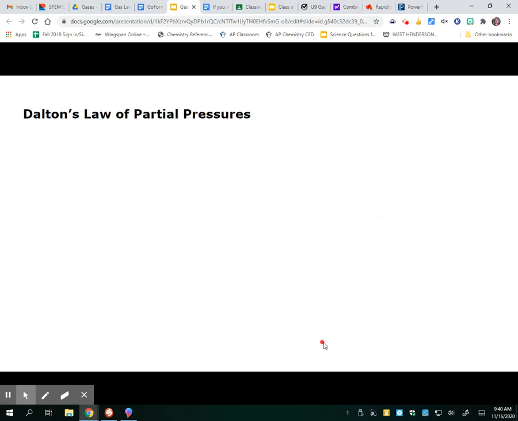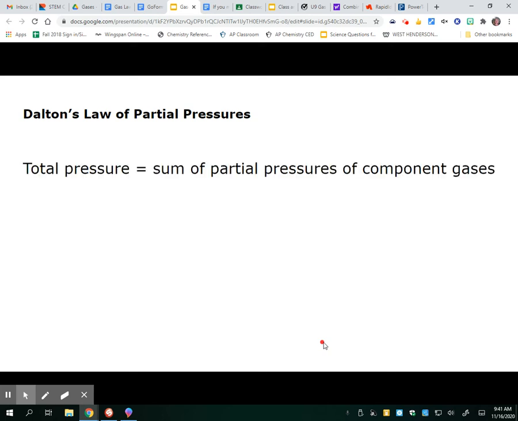Okay, one more gas law to add to our list, and this is Dalton's law of partial pressures. So, partial pressure is the pressure that each gas exerts. And it's a pretty simple gas law, and it says that the total pressure in a container is equal to the sum of the partial pressures of the component gases.